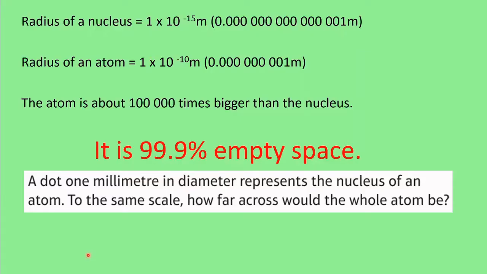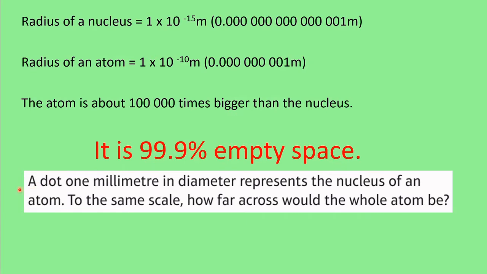So the rough radius of a nucleus is about 1 × 10⁻15 meters. That's this number here. And the radius of the atom is 1 × 10⁻10 meters, so this number here. And you see that the nucleus is so much smaller than the atom itself. The atom is about 100,000 times bigger than the nucleus. So it's about 99% empty space.